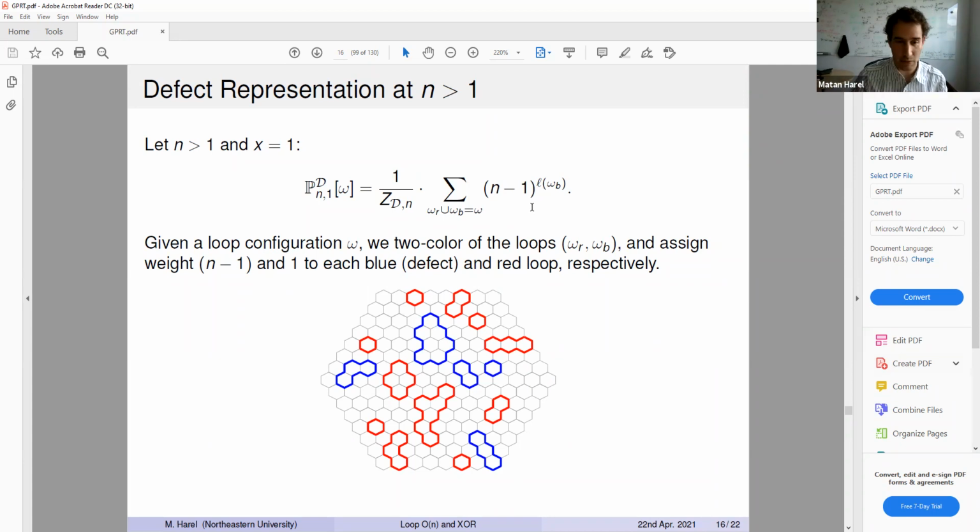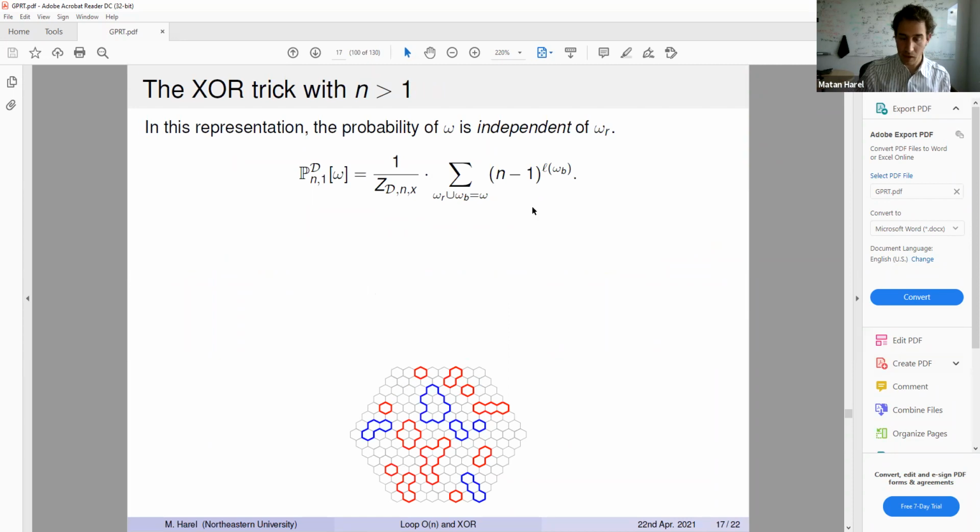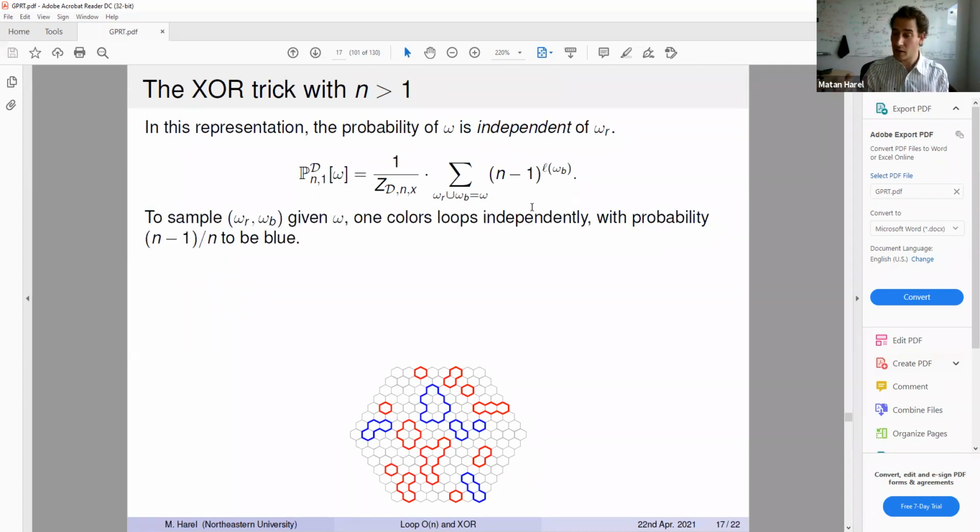And what we're going to do next is the standard trick that probabilists love to do, which is play with conditional probability. Because if I give you omega, all the loops, and I ask you, given omega, what's the distribution of red versus blue? Easy: go to a loop, flip a coin. n-1 over n, blue. 1 over n, red.